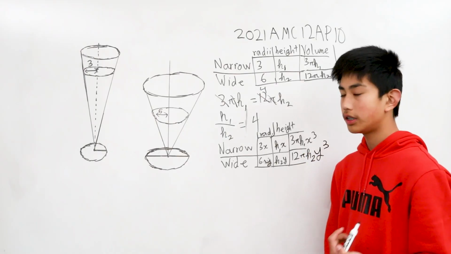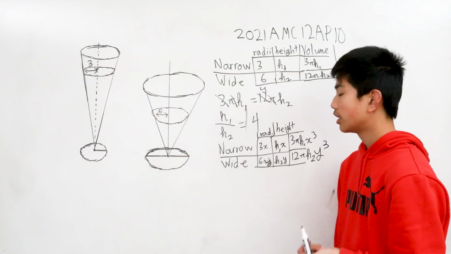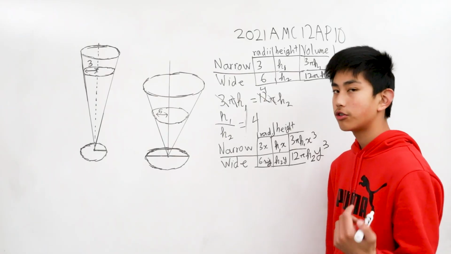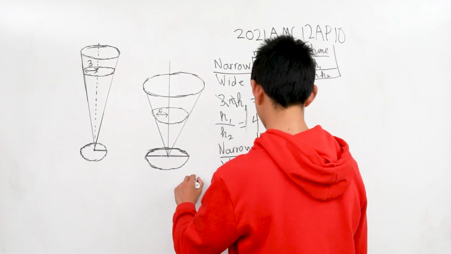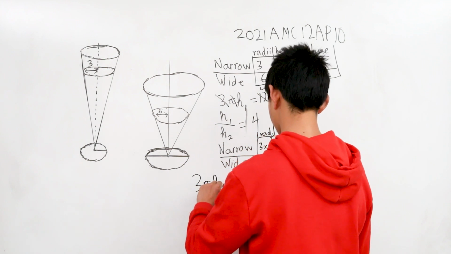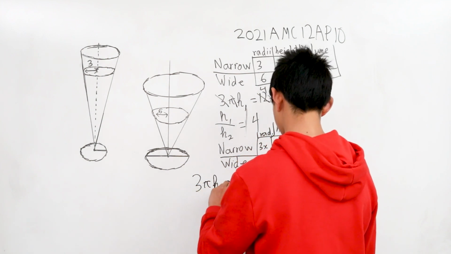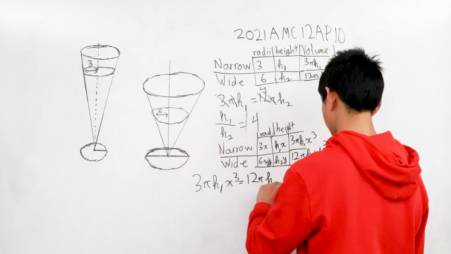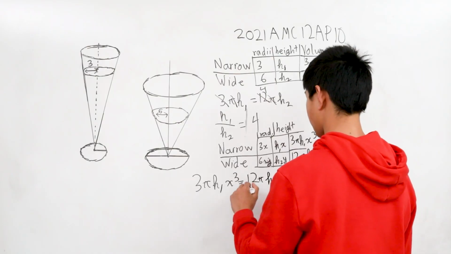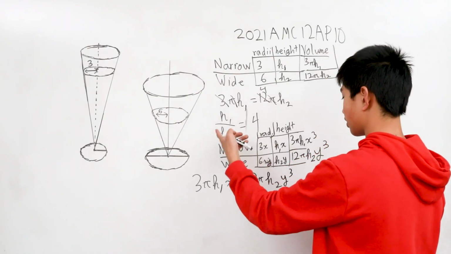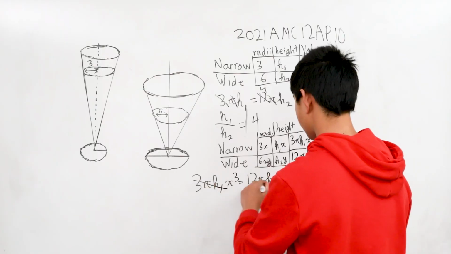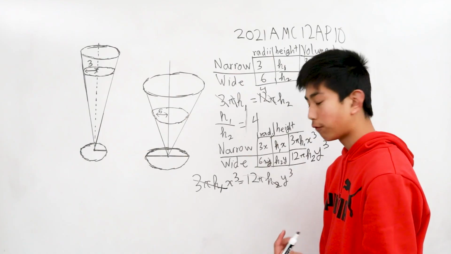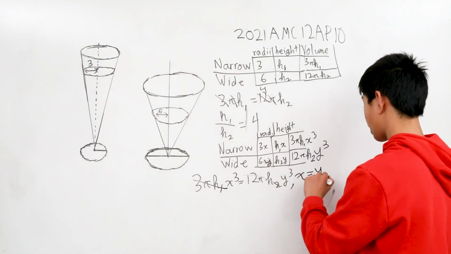And since we know these are equal, because the problem states that the volumes of water are equal and you drop in the same marble, 3 pi h1 x cubed is equal to 12 pi h2 y cubed. And we know the ratio of the heights, so all of this cancels out to get x cubed equals y cubed, therefore x equals y.